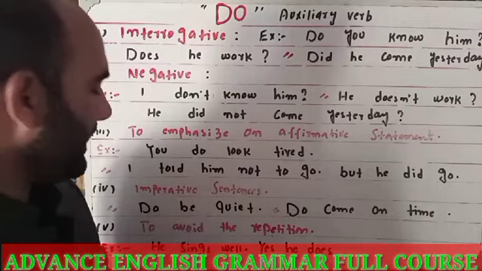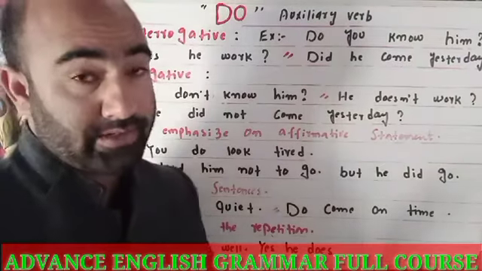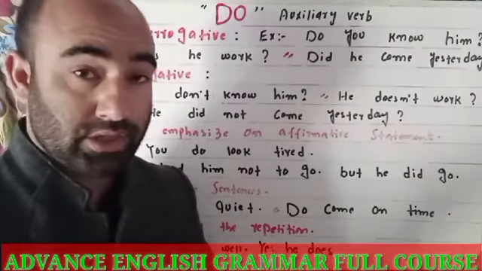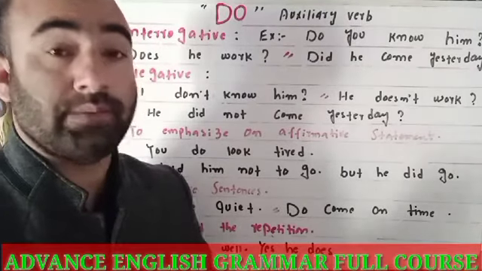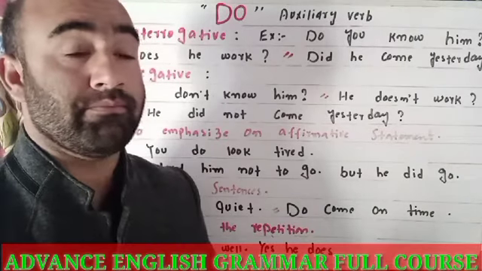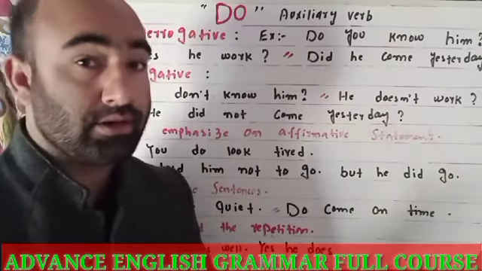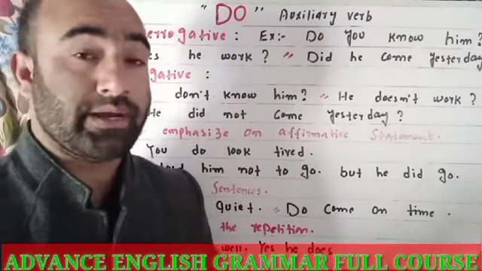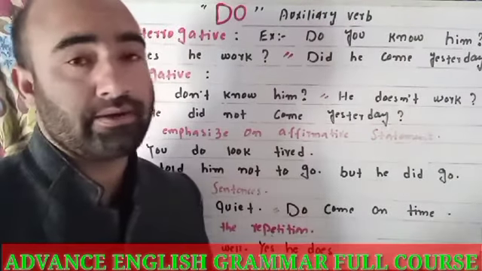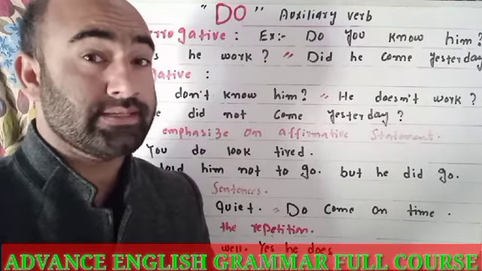Now the fourth use of this verb is in imperative sentences. Imperative sentences are those which show commands and requests. Requests, commands, orders, we use imperative sentences there, and the subject is not available. The reason is that in this case the subject is hidden.